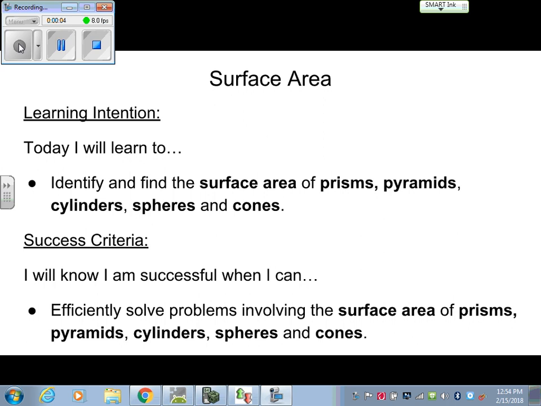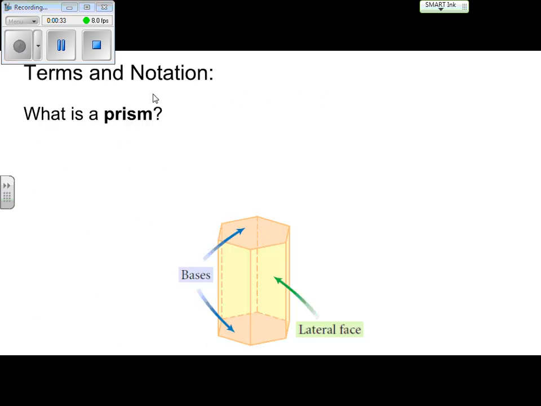Today we're going to be talking about surface area, and I'm going to break this video up into two parts, one for next class and one for the following. But our overall learning intention is that we'll identify and find the surface area of prisms, pyramids, cylinders, spheres, and cones. And to start off with, in this lesson, we'll be focusing mostly on prisms and pyramids. We'll know we are successful when we can efficiently solve problems involving the surface area of prisms, pyramids, cylinders, spheres, and cones. So, what is a prism?